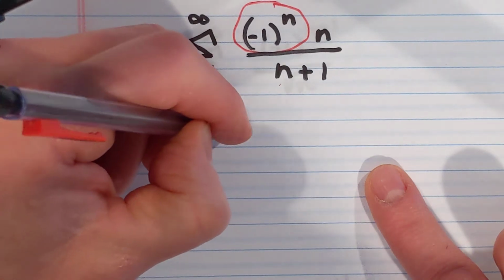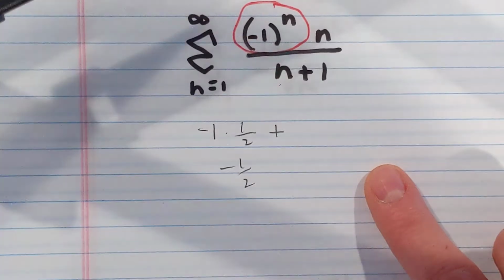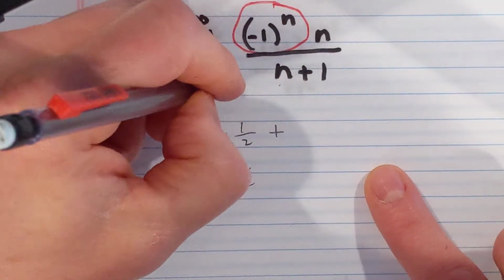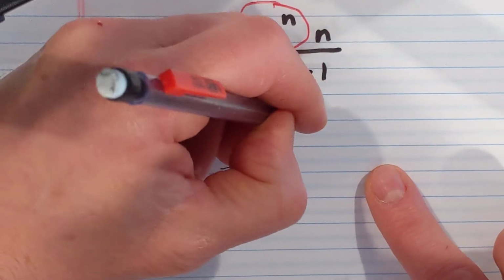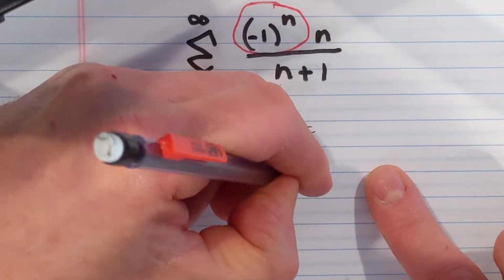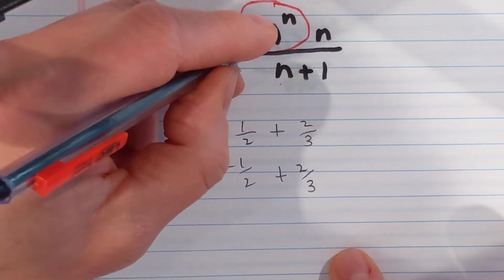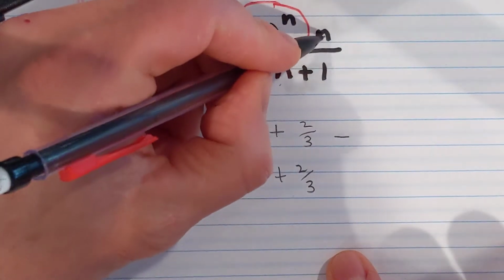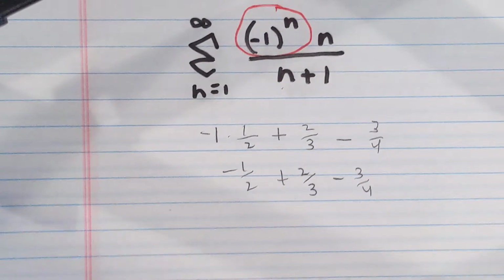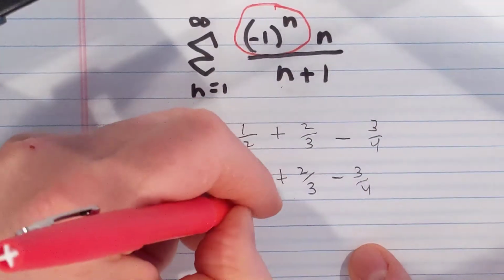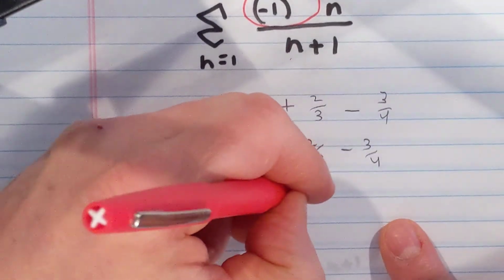Negative 1 times 1/2 is negative 1/2, plus 2n is positive, so 2 over 3. Then the next one, plug in 3, so it's negative 3 over 4. Now, a couple of issues right away. First of all, notice this is not decreasing.